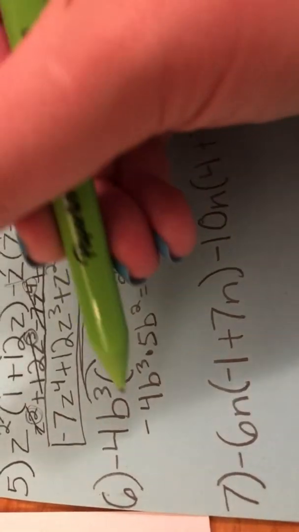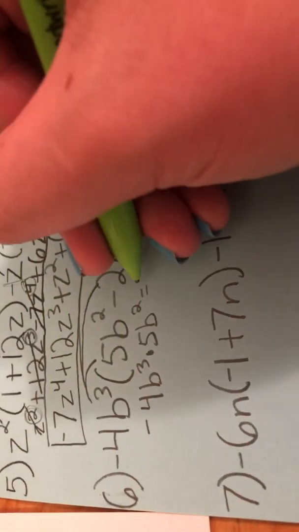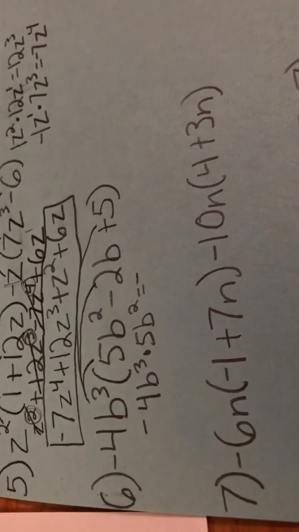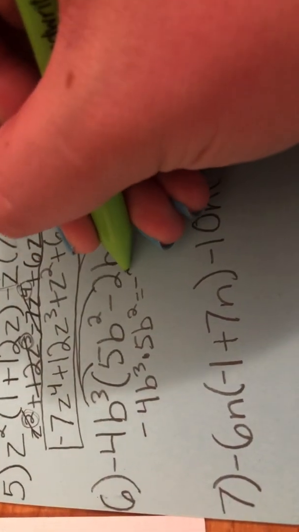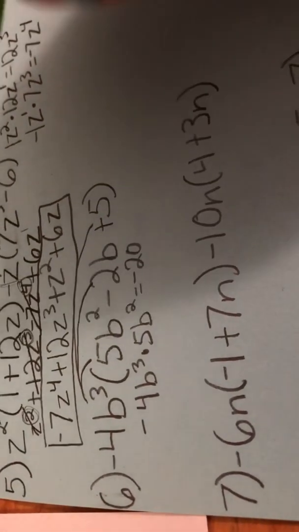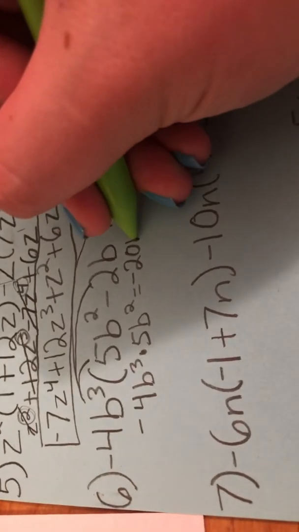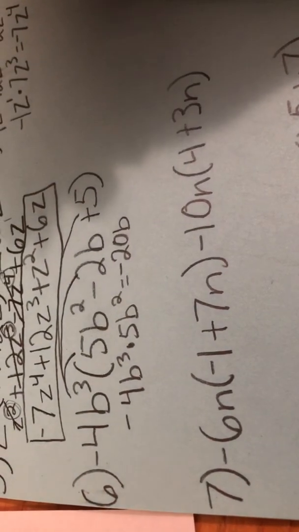So I've got negative 4b to the third times 5b to the second. Well, negative times a positive is a negative. 4 times 5 gives me 20. My b's are my base, so I'm going to keep my b's. And I'm going to add my exponents because my bases are multiplying. So 3 plus 2 is 5.